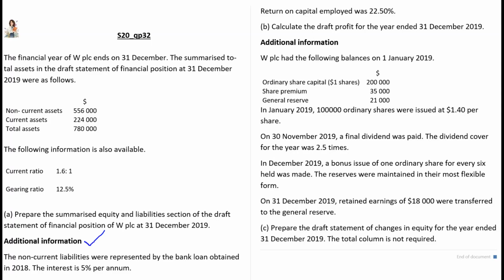In the additional information, we have been told that the non-current liability of $80,000 that we found out in part A was a bank loan obtained by the company in 2018.